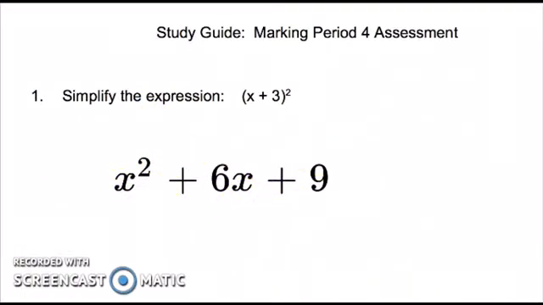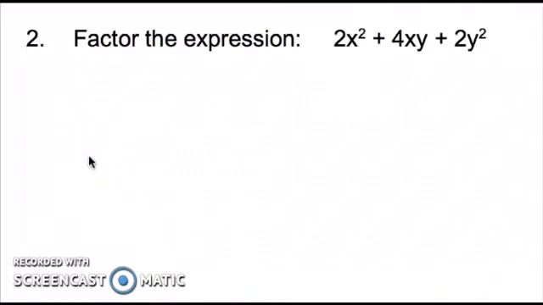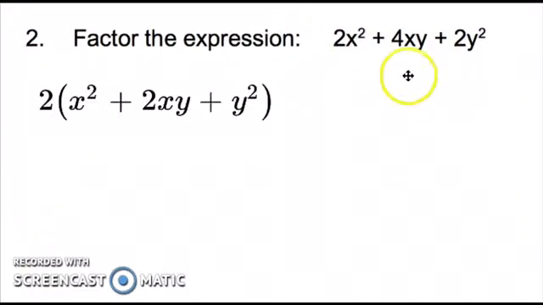Let's take a look at number 2. So it is asking you to factor the expression. First step is always to see if you can pull out a GCF. In this case, you can divide each of the terms by 2, so 2 would be the GCF. And that's the largest number that can be pulled out. Now what we're going to do is factor what is left, the x squared plus 2xy plus y squared.